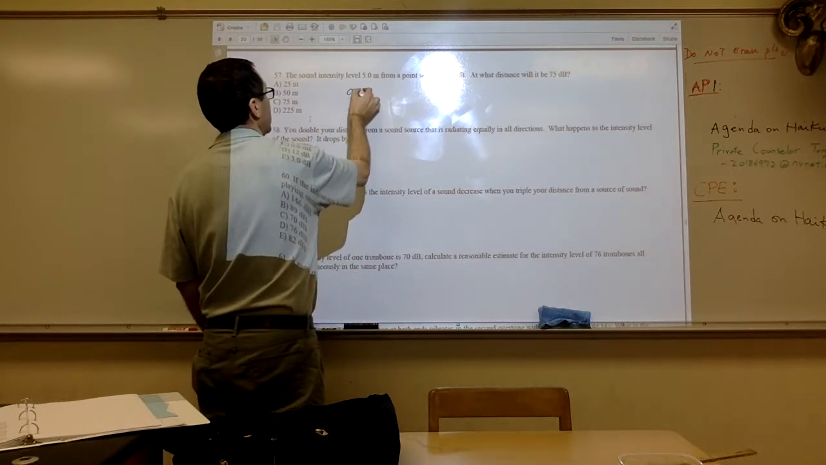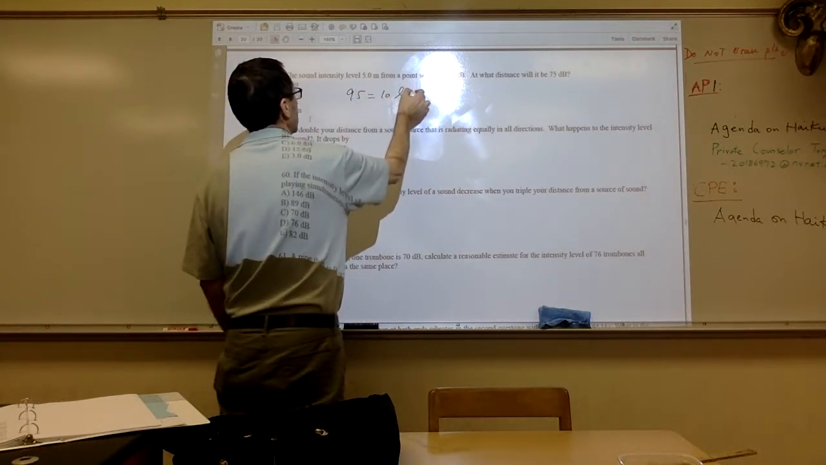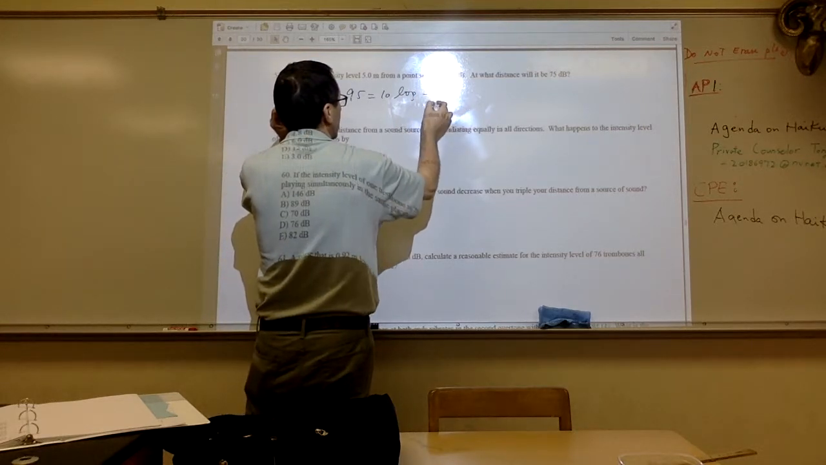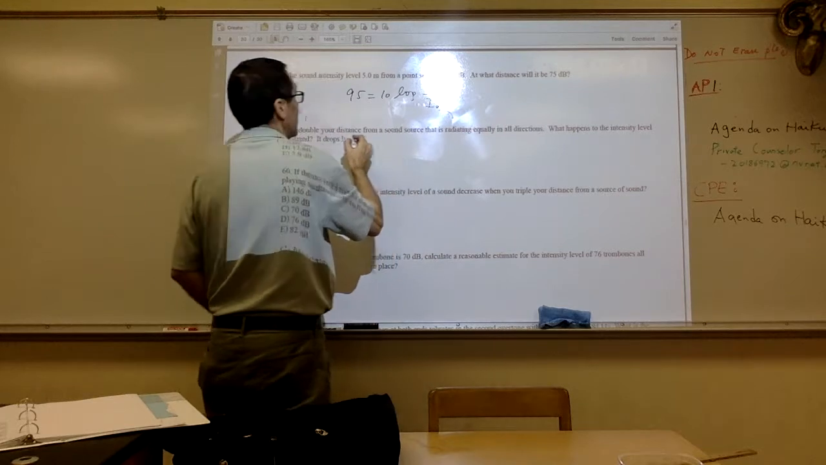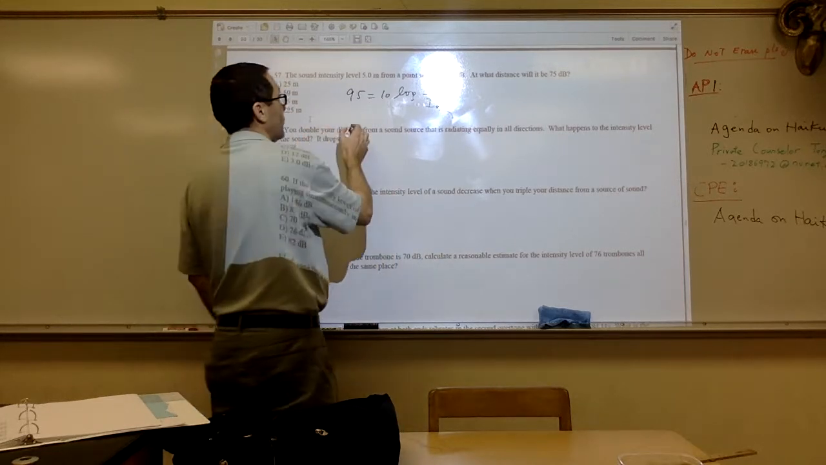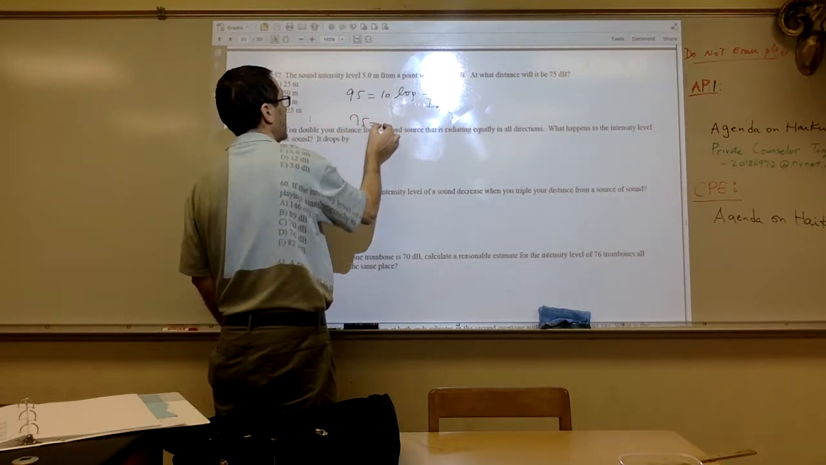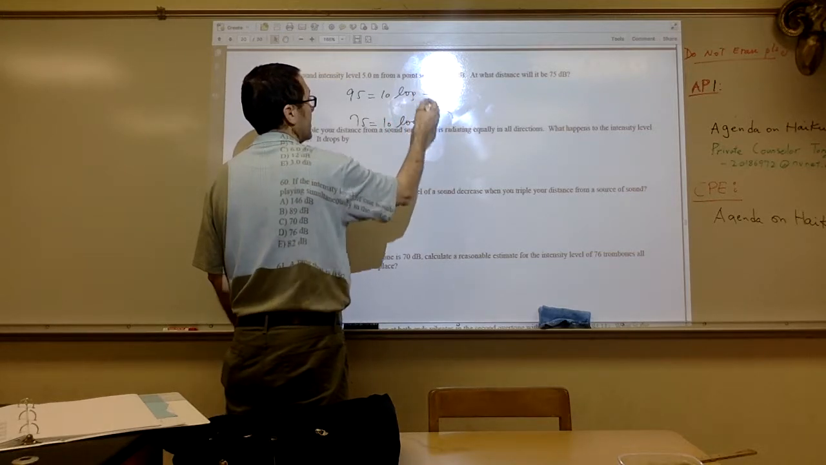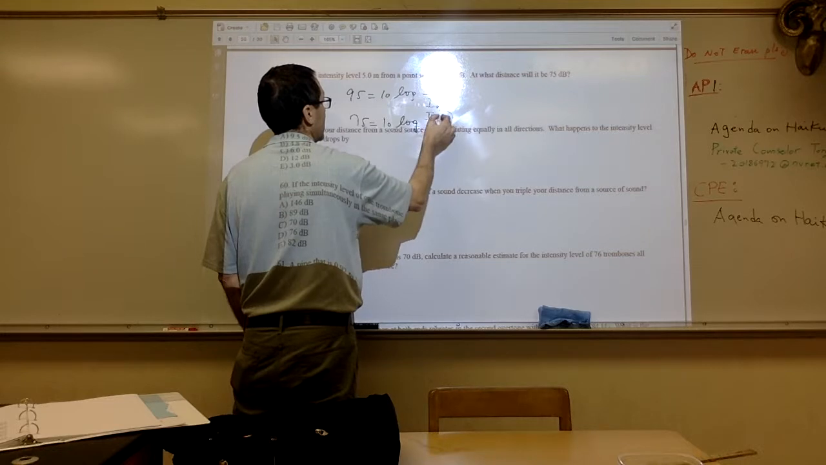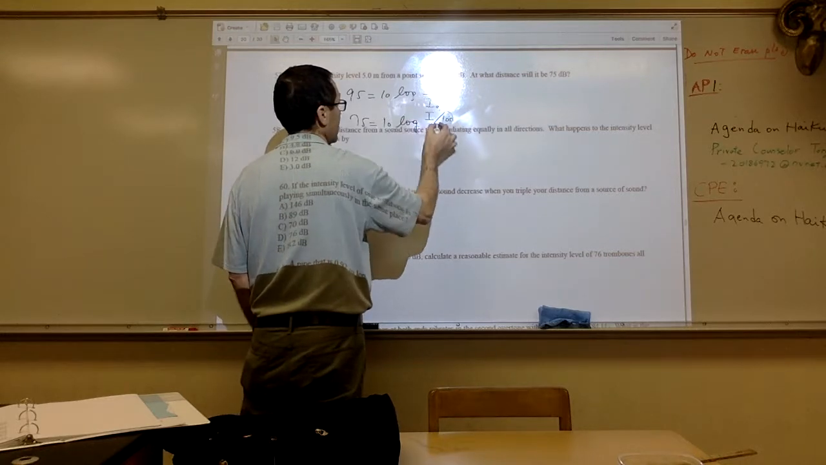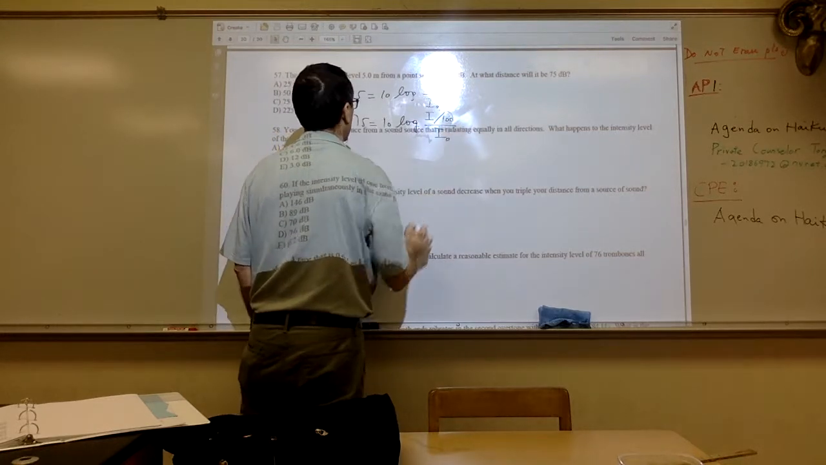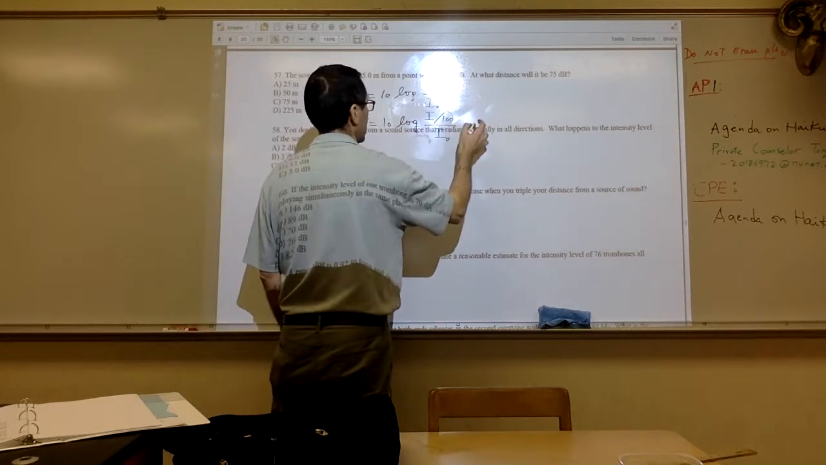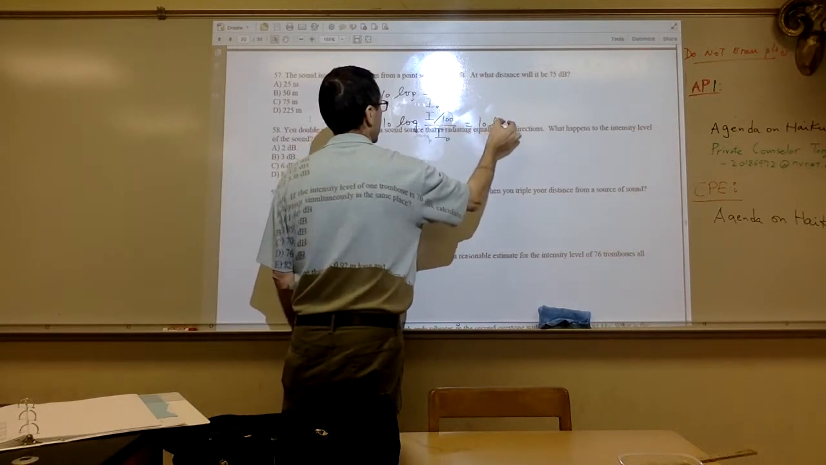So let's do this. 95 equals 10 log I over I naught. Okay, now for 75, this is going to be 10 log, I know the I is I over 100 now for 75 divided by I naught. So I'm going to separate this. So this is going to be 10 log.